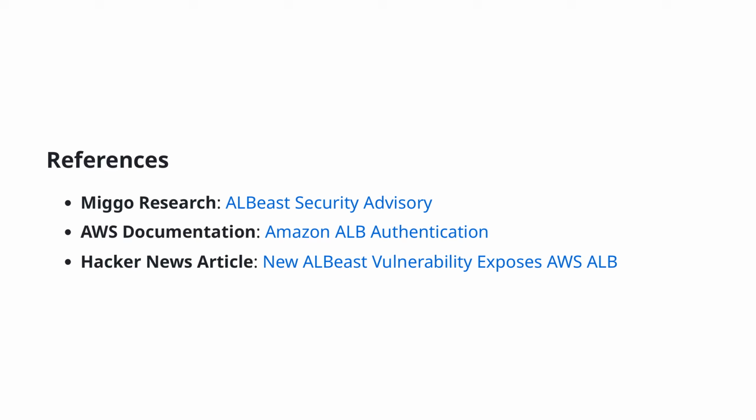3. Hacker News Article, New ALBeast Vulnerability Exposes AWS ALB. This article sheds light on the latest discoveries related to the ALBeast vulnerability and the broader implications for AWS ALBs. These resources are critical for staying informed and implementing the necessary precautions in your environment. Make sure to review these documents to strengthen your understanding and enhance your security posture.